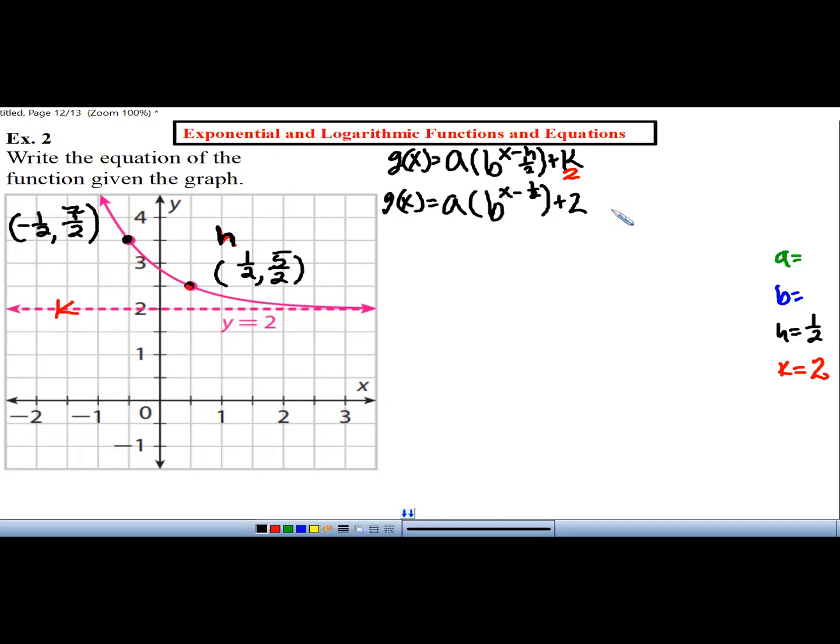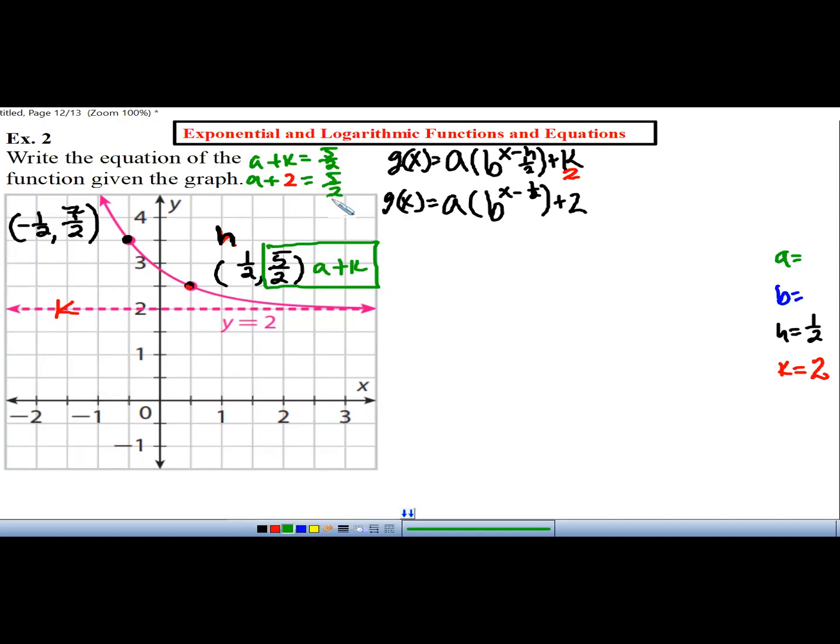All right. Next, we need to find a. How do we find a? Well, we use a second value of that transformed vertex, and I write a plus k. So I'm going to write an equation over here, a plus k equals 5 halves. But what do we know k is? K is 2. So a plus 2 equals 5 halves.